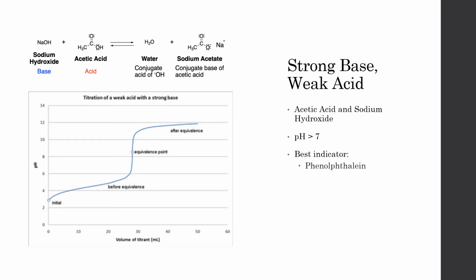When you react them together, water is the conjugate acid of OH-, and sodium acetate is the conjugate base of the acetic acid. As illustrated in the picture, the initial pH is acidic. But acetic acid is a weak acid, so the starting pH is higher than what a strong acid would be. At the equivalence point, the pH is above 7. The best indicator to use for these titrations is phenolphthalein.